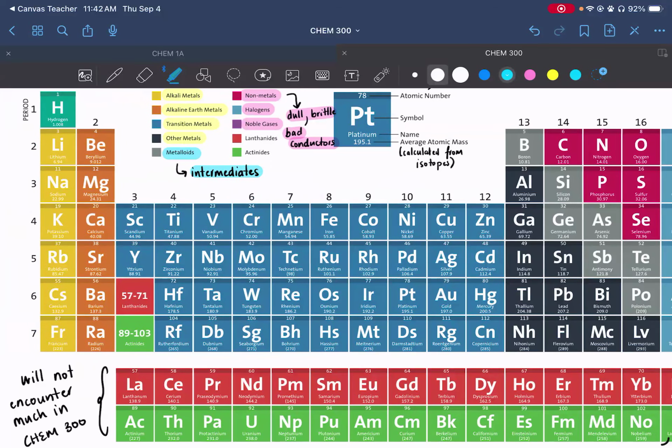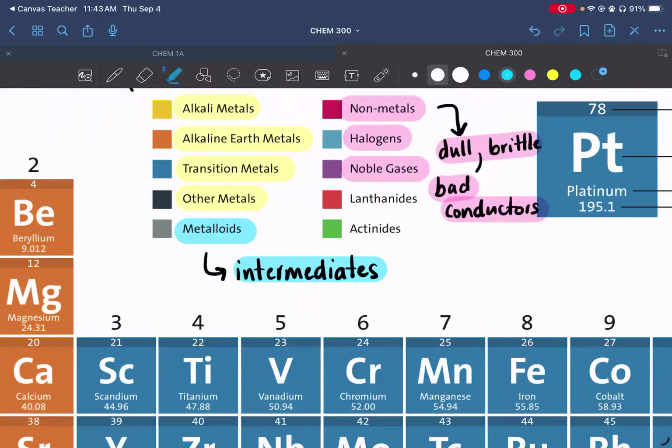Oftentimes when I refer to different elements in class, I'll say things like, we know magnesium solid, we know carbon gas, we know oxygen gas. You have to ask yourself, how does he know what's a metal, what's a gas? Refer to the color code, the legend. Over time, you'll be able to pick up the pattern, pick up the trends.